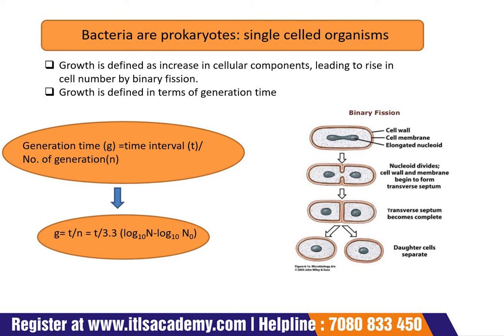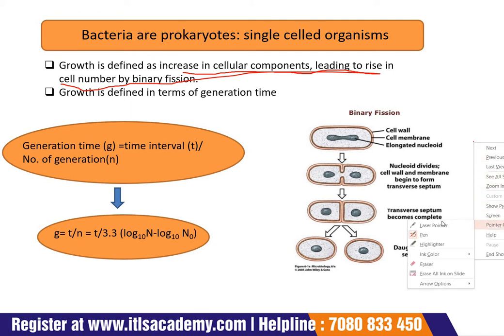And when we talk about binary fission, it means the reproduction that takes place in bacteria through binary fission. So the growth which we will talk about is actually defined as increase in cellular components, increase in cellular components that leads to a rise in cell number by binary fission. So actually, how does this process of binary fission take place?